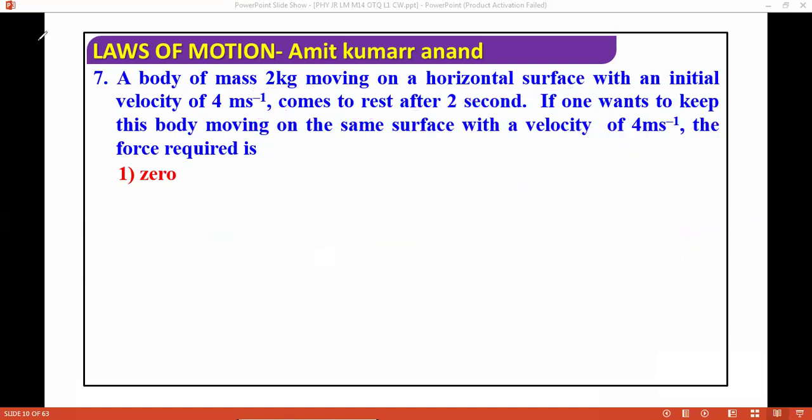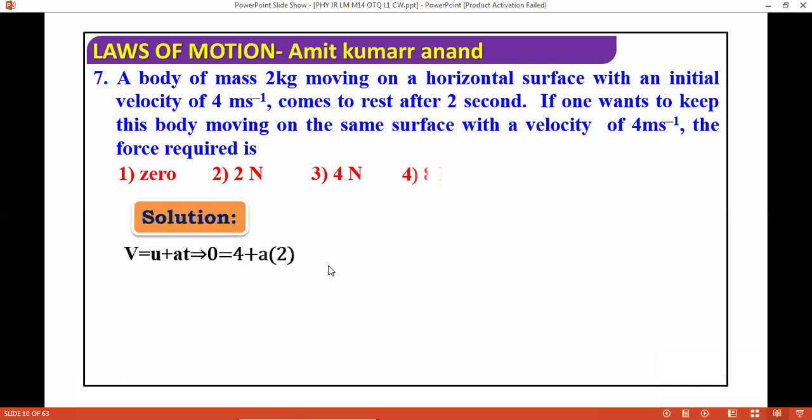If you think like this, come to the options first and then the calculation part. The options we have are 0, 2 Newton, 4 Newton, and 8 Newton. You can also go through the equation v equals u plus at. From here you will get acceleration directly, because the final velocity is 0. You can get acceleration by many means, or directly apply the formula (v minus u) by t. So our answer will come 4 Newton, so we'll go with option number 3.